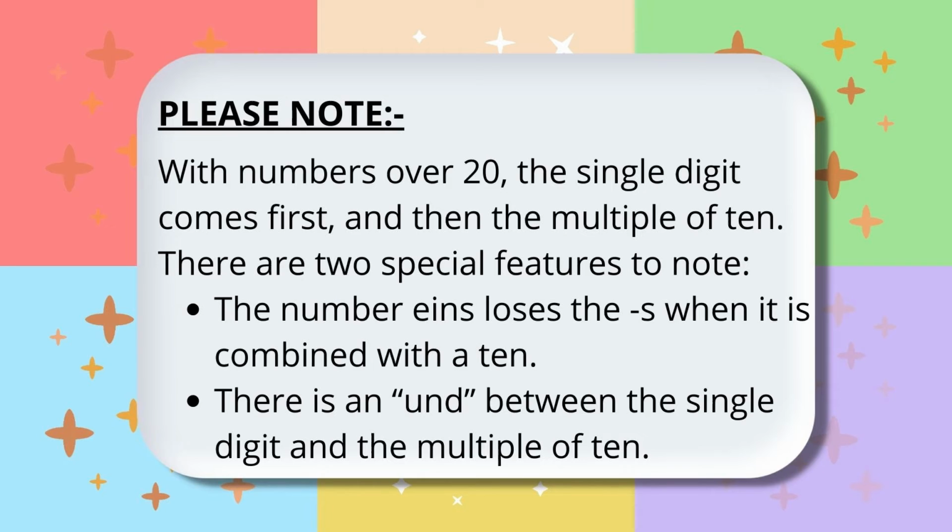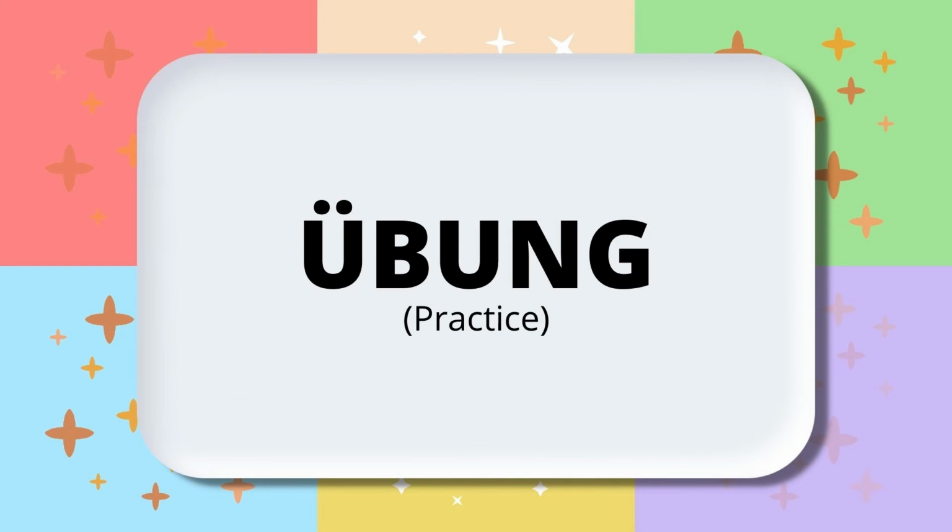Now here we have some important points to note. First one, that with numbers over 20, the single digit comes first and then the multiple of 10. The number eins loses the s in the end when it is combined with the multiple of 10. There is an und between the single digit and the multiple of 10. Und means and in German.